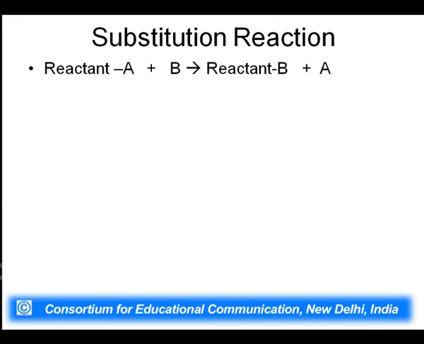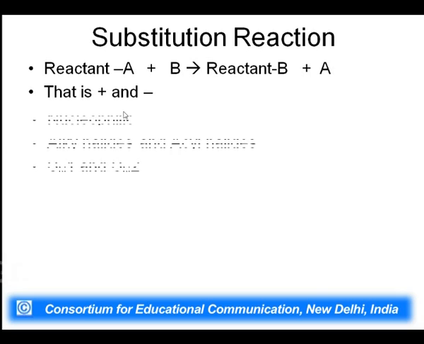Till now we have been adding to the reactant or subtracting from the reactant. So addition is complete addition, elimination is complete subtraction. In case of a substitution reaction, as you can see on the slide, A is getting replaced by B. So what is happening is that plus B is coming into the system, and minus A is going out of the system.